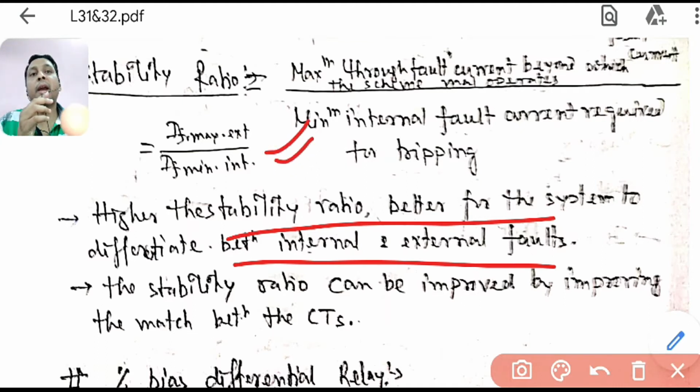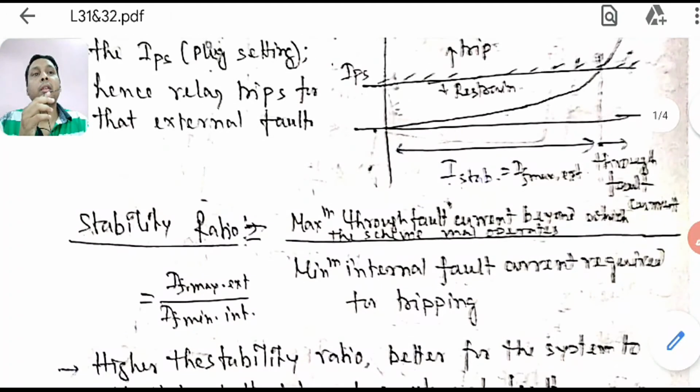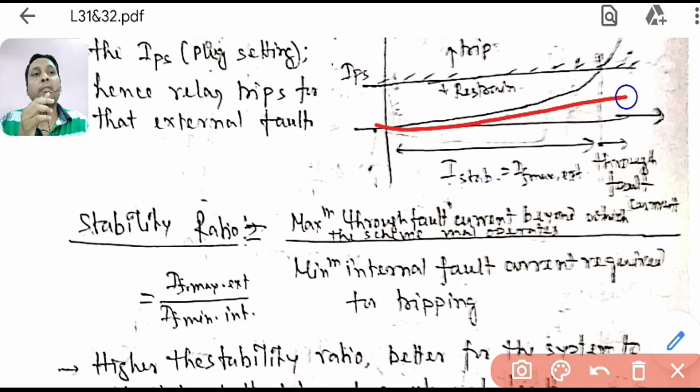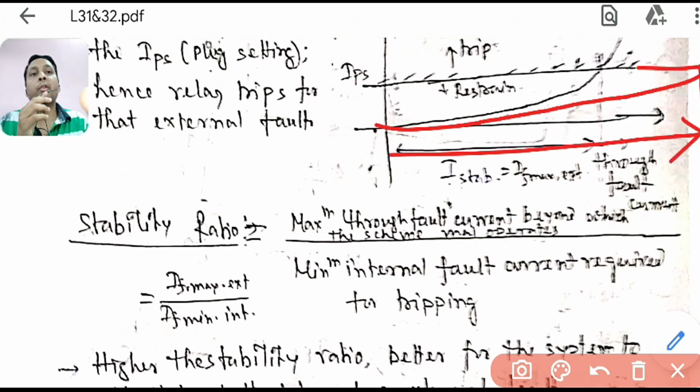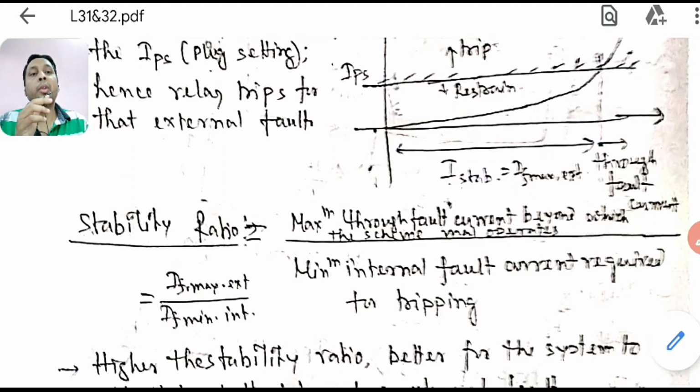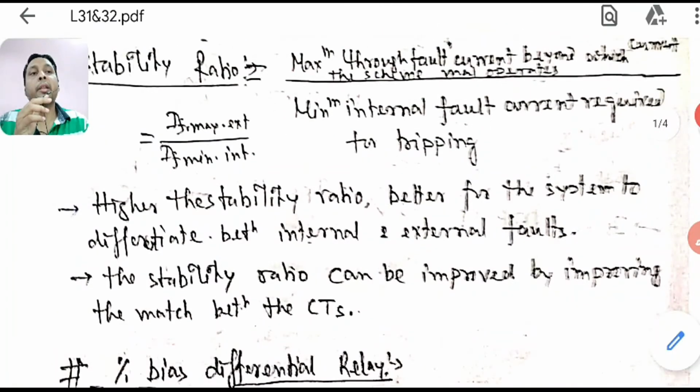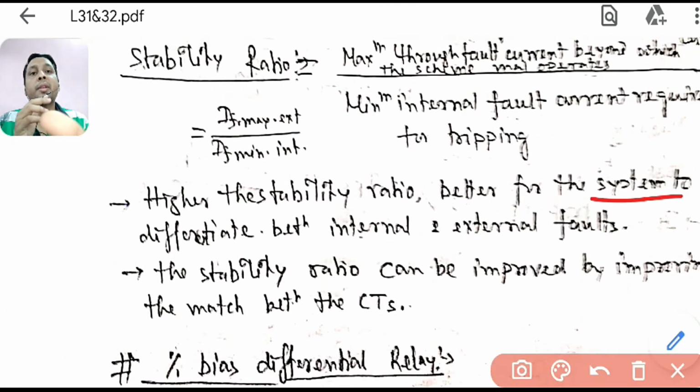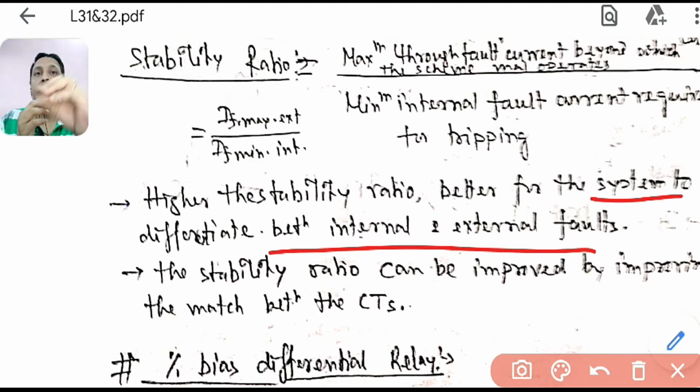So if your stability ratio is very high, that means this IF max will be very high. If it is very high, then the graph will be more flatter. It will cross in this way, so you will get a maximum fault current for which it will not trip, which is desirable for me. I want to make it as big as possible so that for any external fault it should not trip. That is the idea. So if your stability ratio is better, what does it mean? It means the system can better differentiate between which one is an internal fault and which one is an external fault.